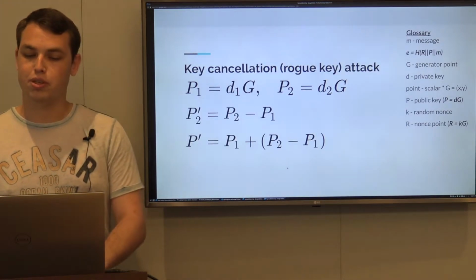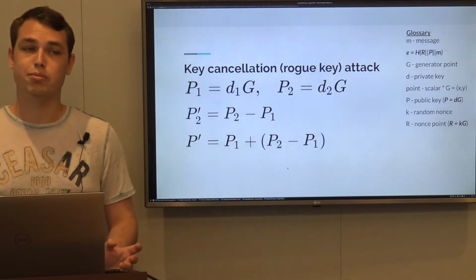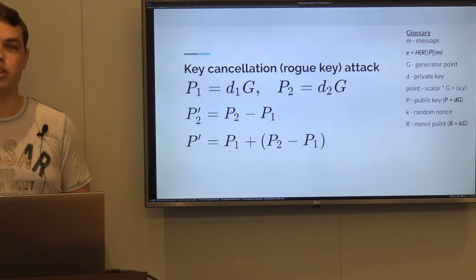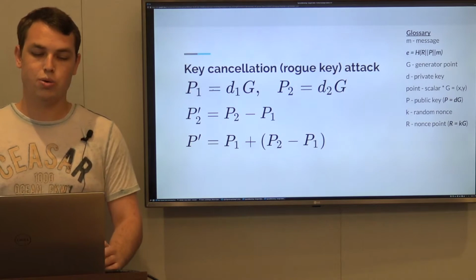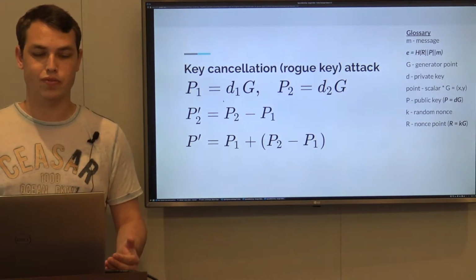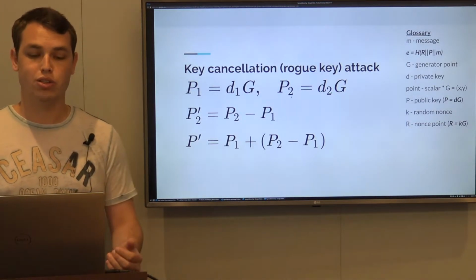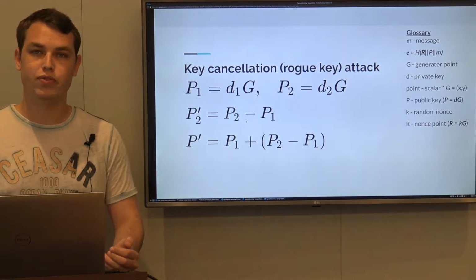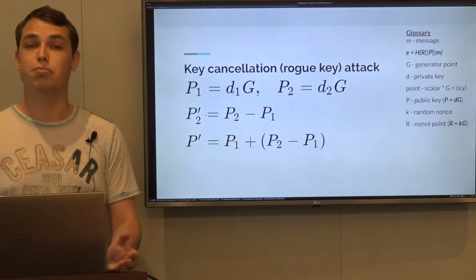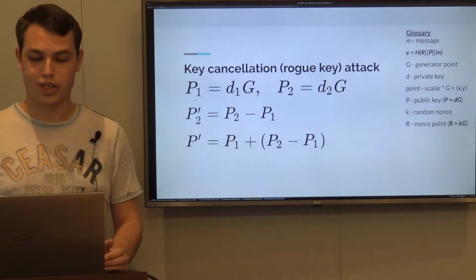The first and most important one is called the key cancellation attack, or rogue key attack. What does it mean? Let's say we want to create a multi-signature using the scheme I just described. So P1, the first participant, sends the second participant his public key, P1. Now, let's say I'm the second participant. What I can do is take my public key, subtract the other participant's public key from it, and then lie to him that my public key is actually P2 prime.